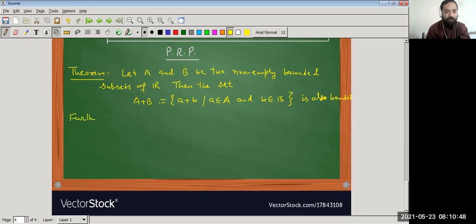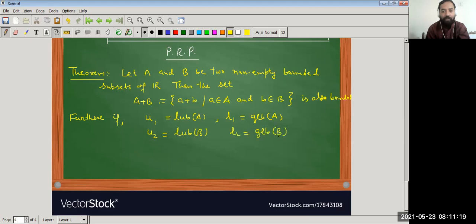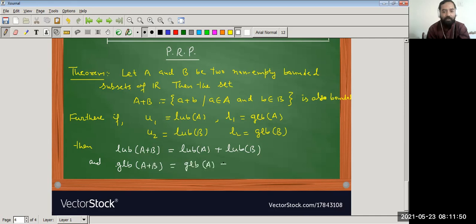Further, if U1 is equal to the least upper bound of A, U2 is equal to the least upper bound of B, L1 is equal to the GLB of A, and L2 is equal to the GLB of B, then the LUB of A plus B is equal to the LUB of A plus the LUB of B, and the greatest lower bound of A plus B is equal to the greatest lower bound of A plus the greatest lower bound of B.